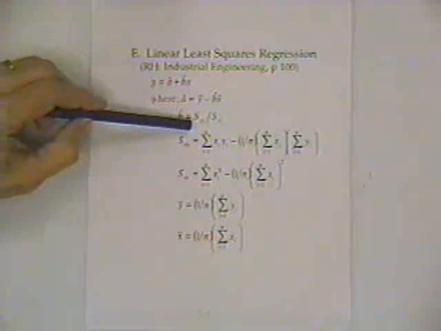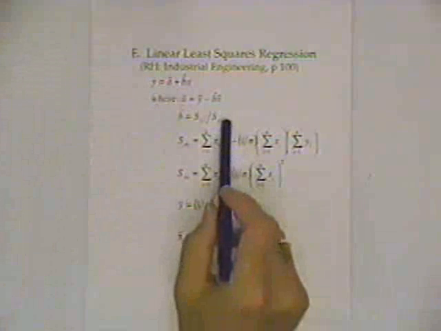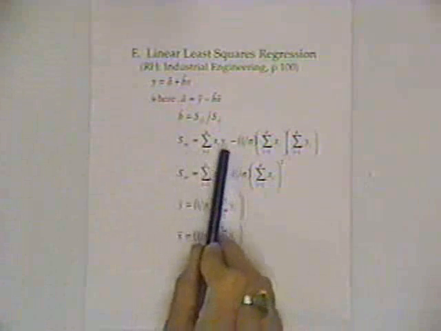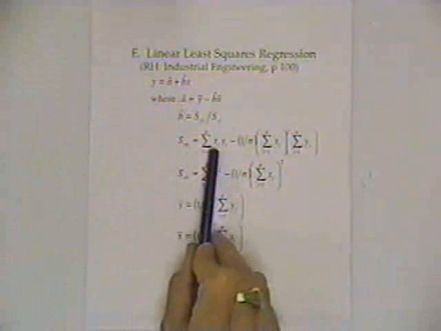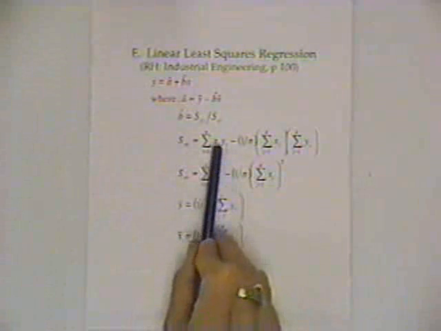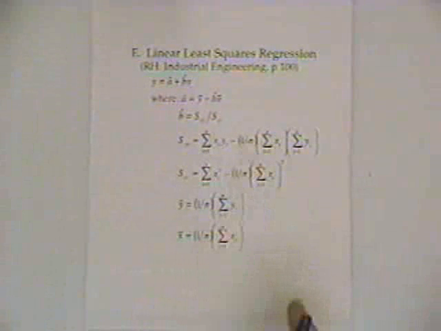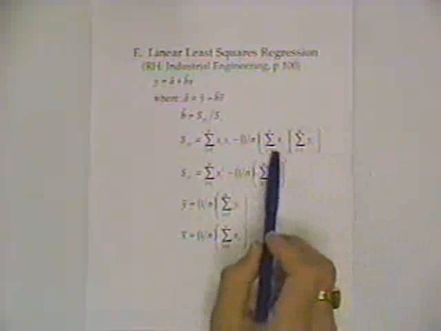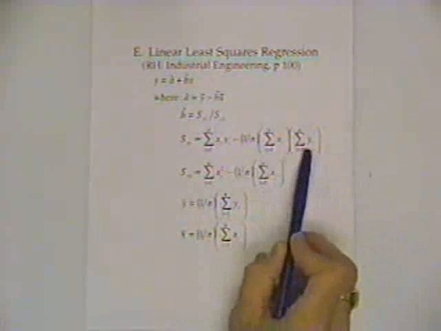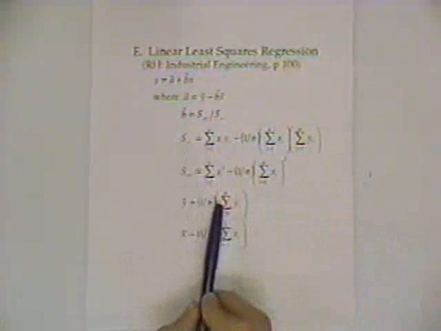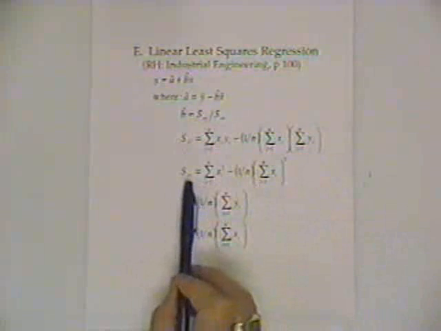B hat is defined as S sub xy divided by S sub xx. S sub xy is a summation of the product of the data points xi times yi over all the data, minus 1 over n, where n represents the number of data points, times the summation of all the x data, times the summation of all the y data. Carry that out, and you have the value for S sub xy.